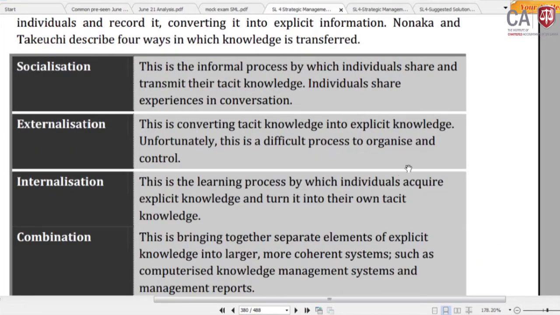Then the second one is externalization. What is externalization? This is converting tacit knowledge into explicit knowledge. This is a difficult process to organize and control. For example, explicit knowledge means knowledge that is widely and openly available for everyone, right. So, how can this tacit knowledge be converted into explicit knowledge, right? What they can do is ask these experienced employees to prepare some policy documents or procedure documents, or maybe some booklet, or some academic books that tell about some of the knowledge areas, right.